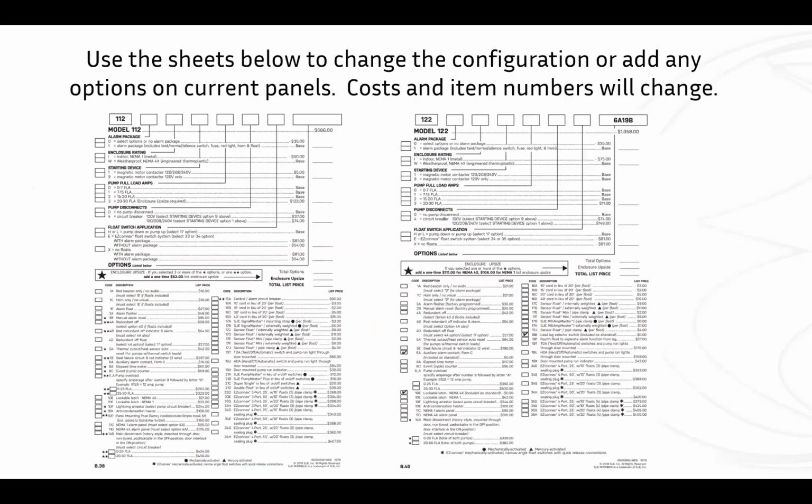Now, if you need something additional added to those panels, this is the kind of thing you have to go through. You take a sheet like this. I know you can't read it, but you might if you get real close. There's lots of options there. And every time you add an option, you make the price higher, you change the part number, and you have to wait for that panel to be built.